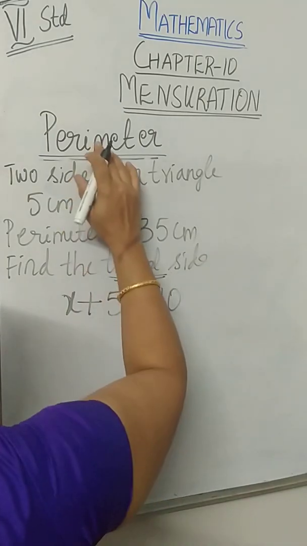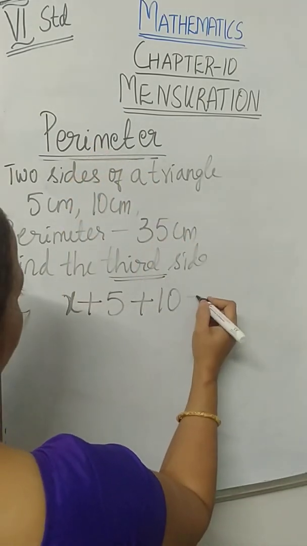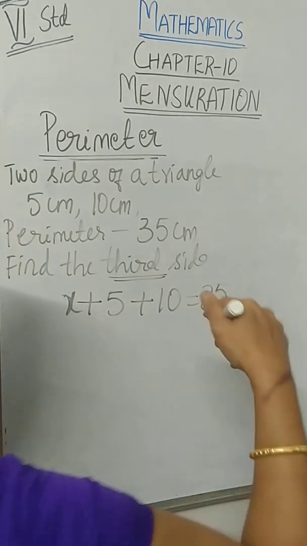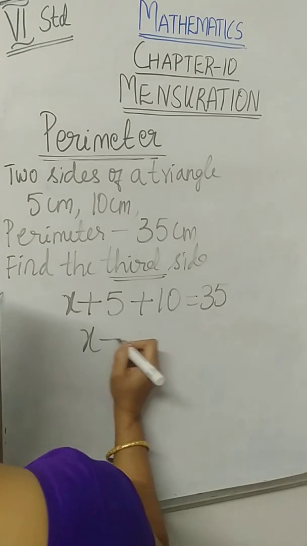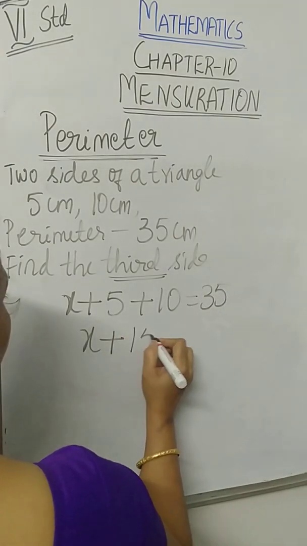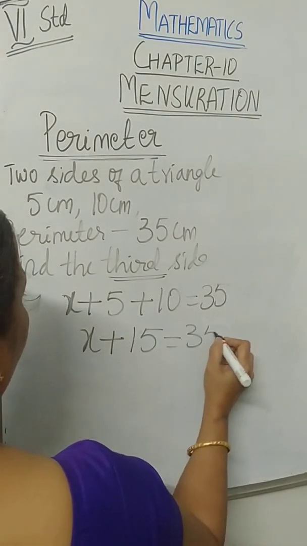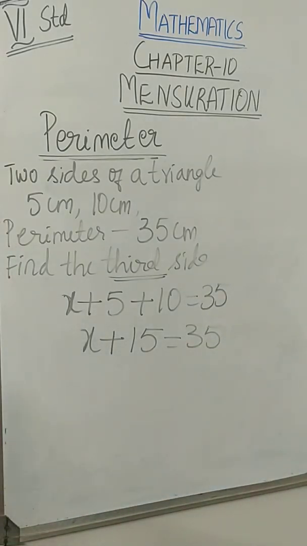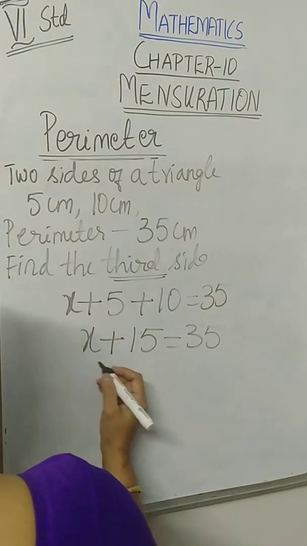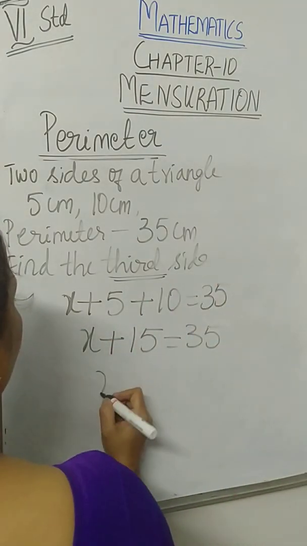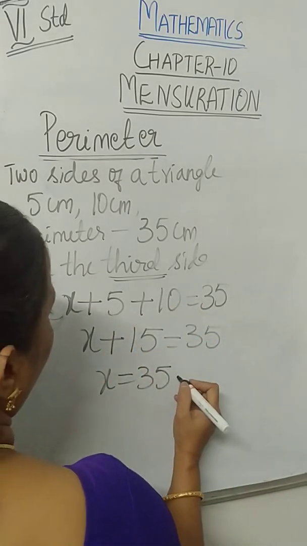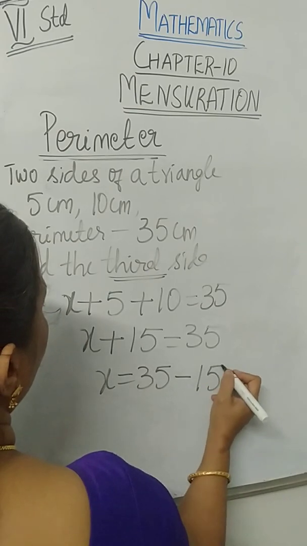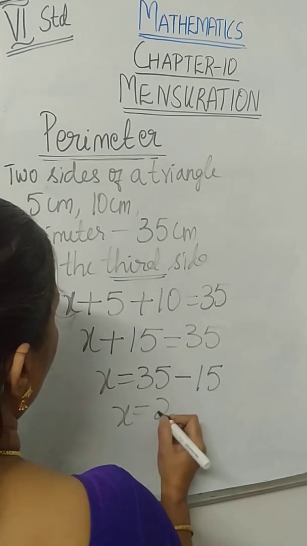When we add all this, what do we have to get? Perimeter. Perimeter is already given as 35. So, how to calculate? Let us add this. x plus 5 plus 10, it is x plus 15 is equal to 35. Yes, we don't want 15 to be here. Let us send 15 to the opposite side. So x is equal to 35 minus 15. When 15 goes to the other side, it becomes minus. x is 20.